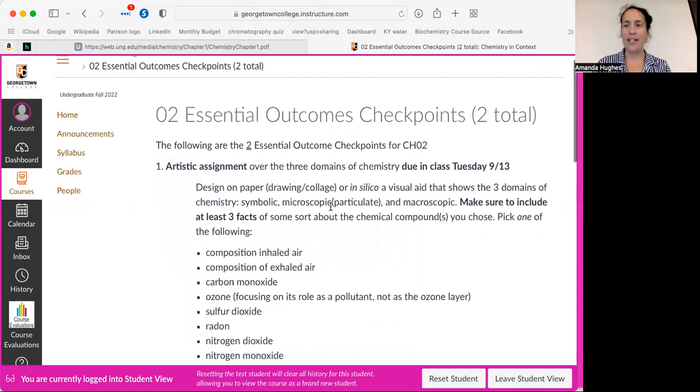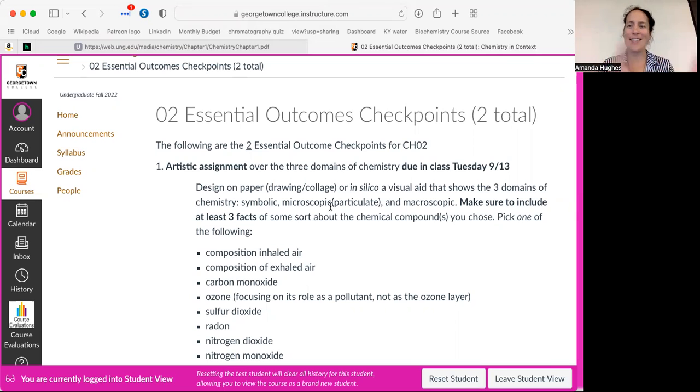One of them was an artistic assessment. So today in class, we covered the three different domains of chemistry. One of them is the macroscopic world, which is the world most of us live in, and most people always just consider things as things, right? Like plastic is plastic, and the table is made of wood. But what really is wood? That's what chemists like to think.